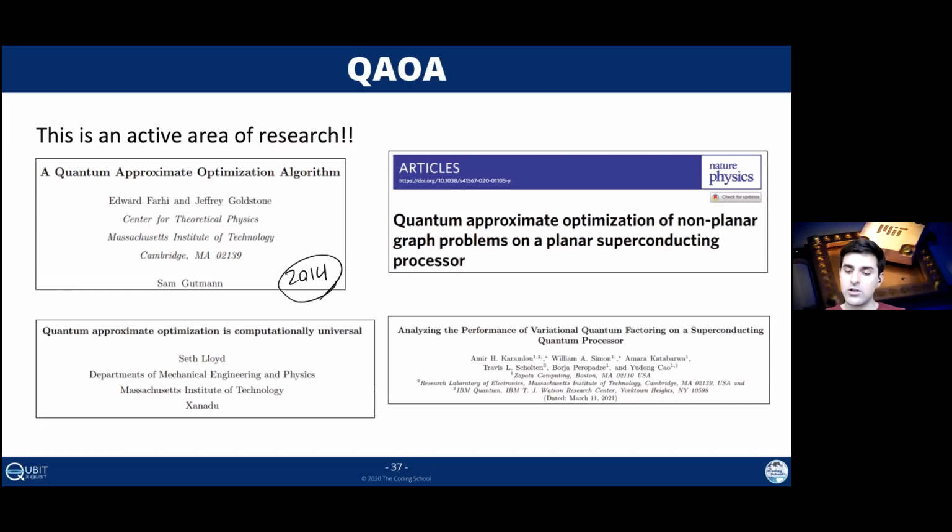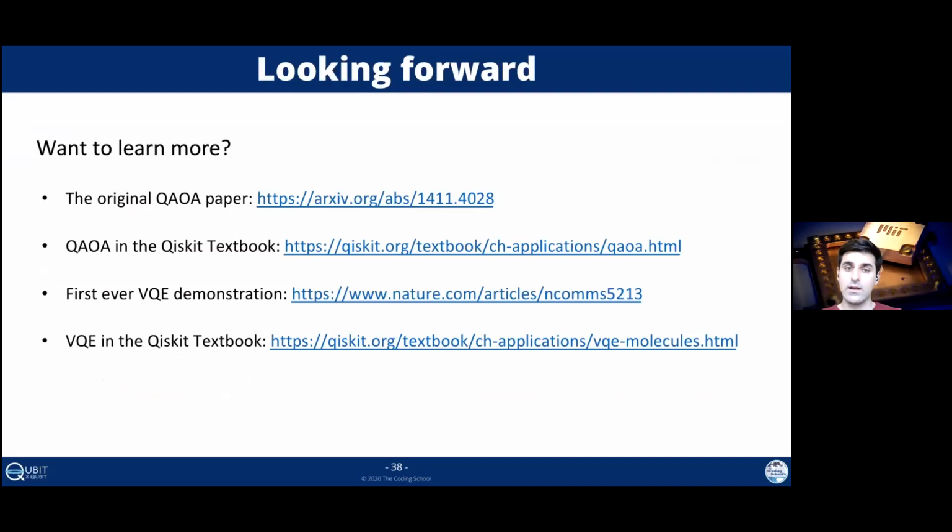Now there was a demonstration of this QAOA on some graph problems using superconducting qubits, and of course there was another demonstration of QAOA for performing quantum factoring using this variational approach by mapping the factoring problem into an optimization problem. And it looked at essentially what are the shortcomings and what are the biggest error modes for running QAOA on near-term superconducting devices.